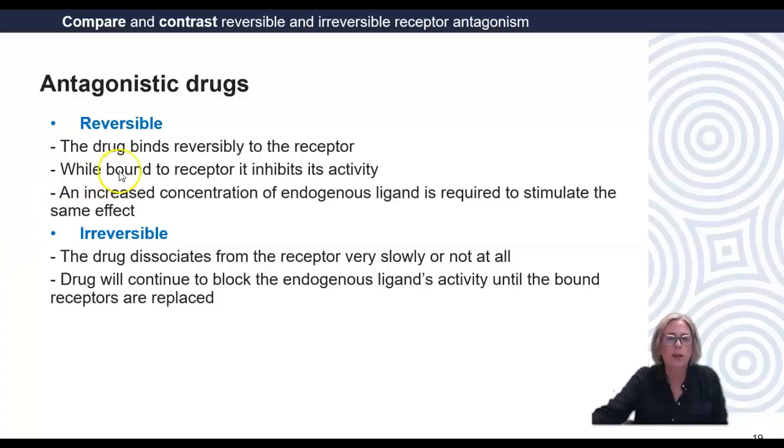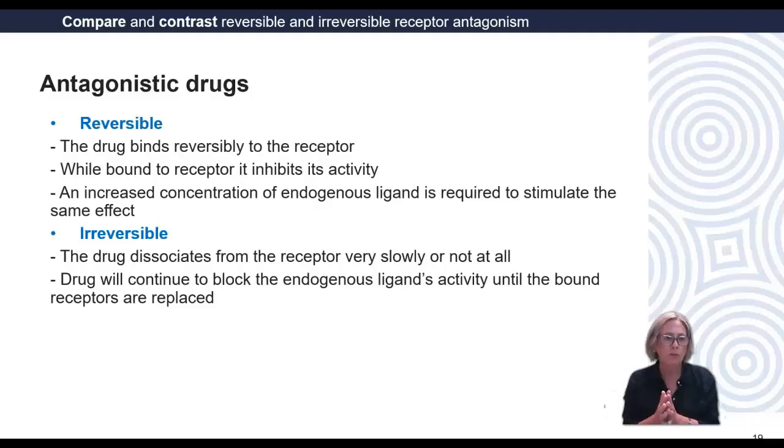And moving on now to antagonistic drugs. Firstly, we have reversible ones. These are antagonistic drugs that bind reversibly to the receptor, and while bound to the receptor, inhibit its activity. With these reversible antagonistic drugs, it's the formation of hydrogen bonds between the receptor molecules and the drug molecules, so that electrostatic force holds them close together.